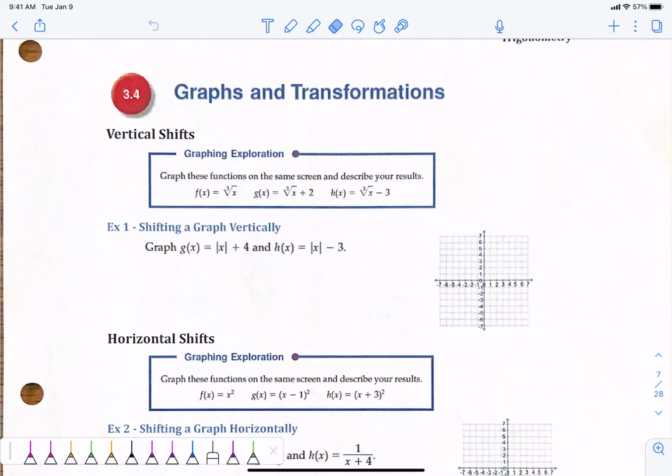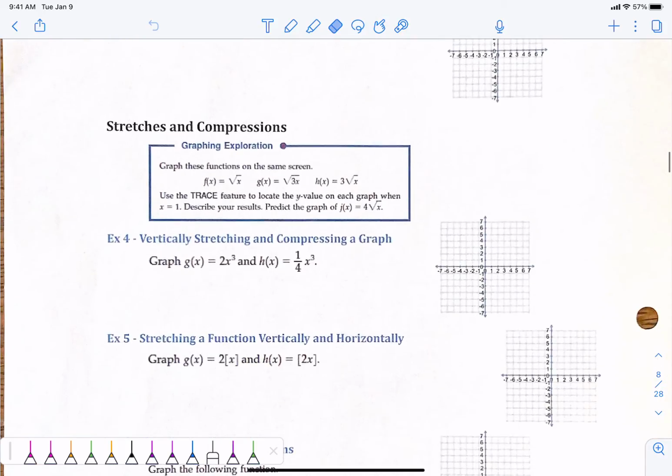All right, section 3-4, graphs of transformations. This is for Clayton. We are going to go through the vertical shifts, horizontal shifts, stretches and compressions.